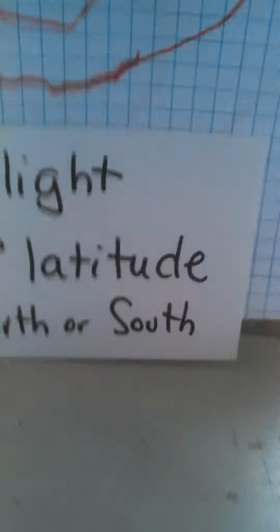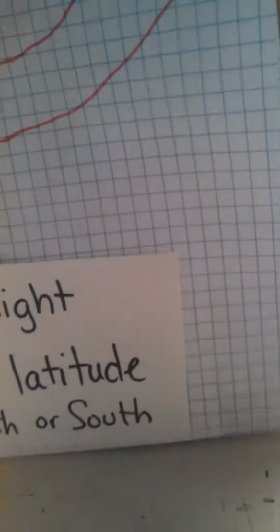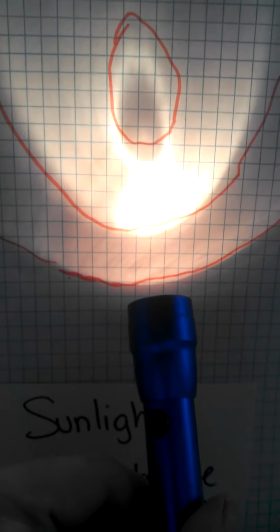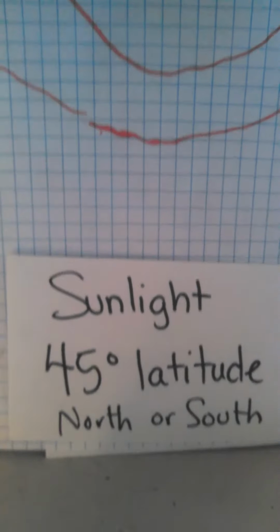Again, adjusting my protractor to 45 degrees. And then I will adjust my flashlight to 45 degrees and put it at the same distance from the paper, and look at where the light is, how much light is concentrated where, and how many squares this is taking up compared to light hitting at 0 degrees latitude, 15 degrees latitude, and 30 degrees latitude. Again, this is sunlight at 45 degrees latitude, north or south.